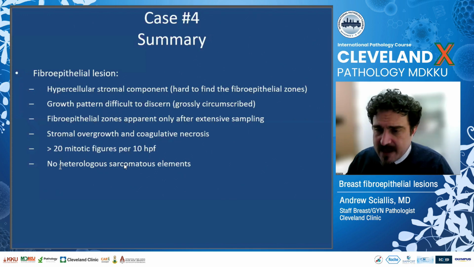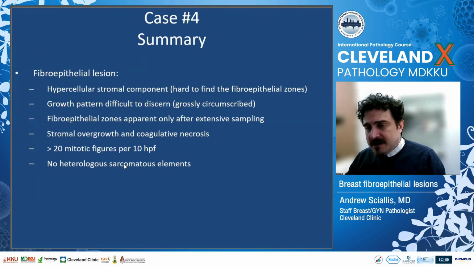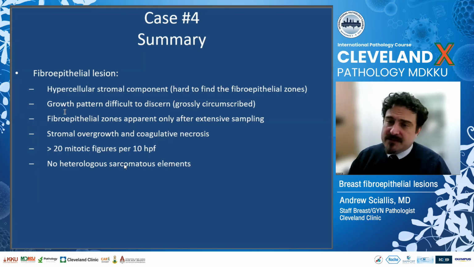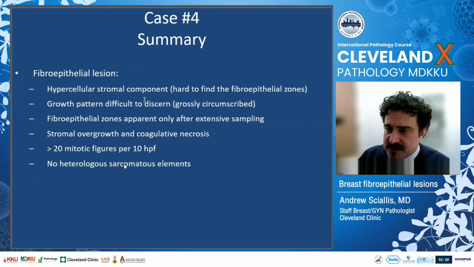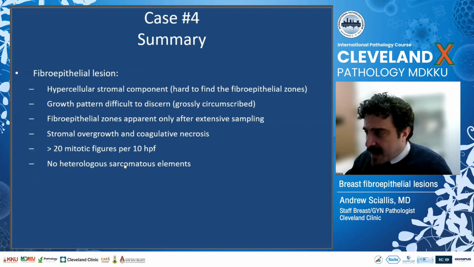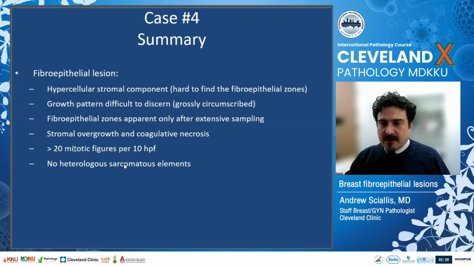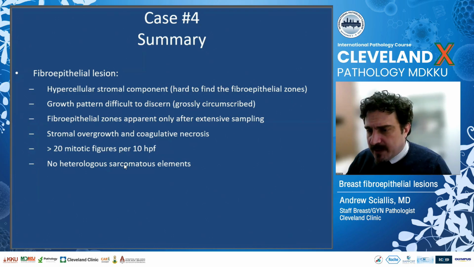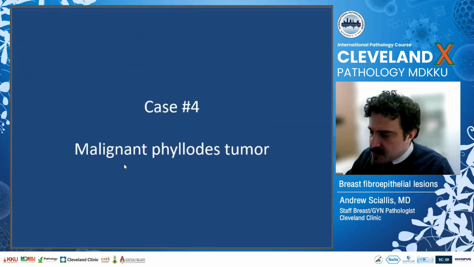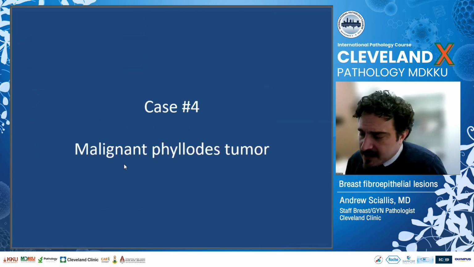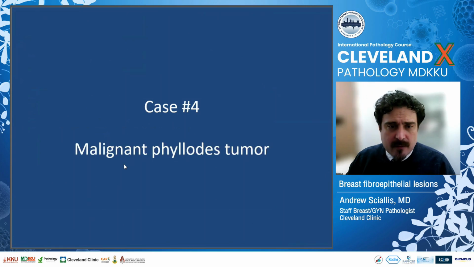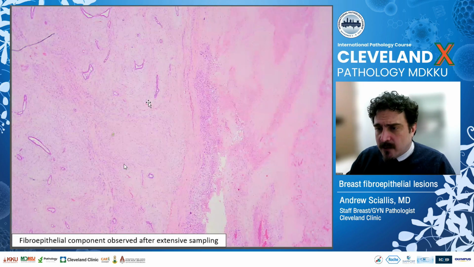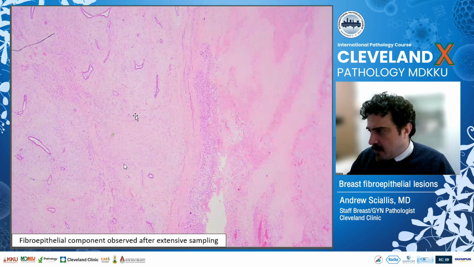I might not be able to see heterologous sarcomatous elements, but by that time, I can get almost everything else here. It's hypercellular. Growth pattern is difficult to discern, but it's replaced the entire breast mass. So whether it's circumscribed or not, it's enormous. There is stromal overgrowth, coagulative necrosis. Fibroepithelial zones were only apparent after extensive sampling, over 20 mitotic figures per 10 high-powered fields. I essentially knew that this was going to be a malignant neoplasm, and it made me put this into the phyllodes tumor category only after I was able to see this component.